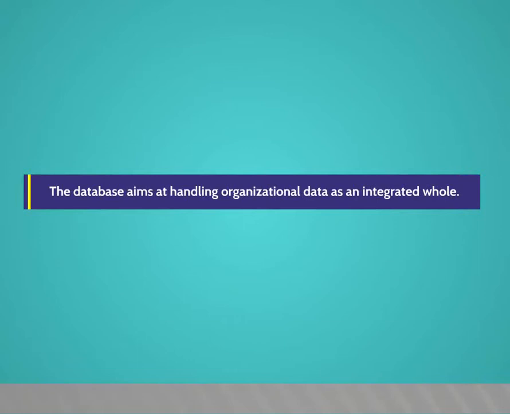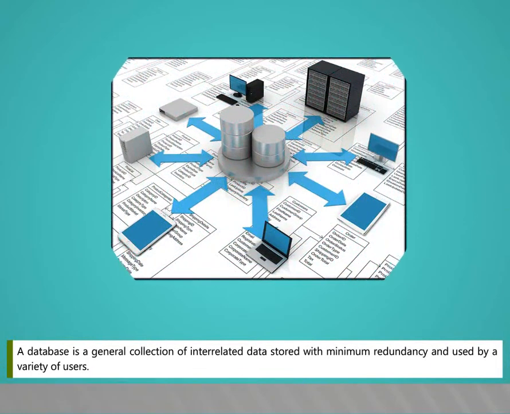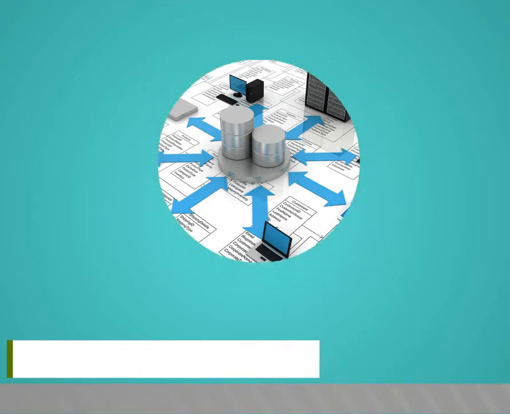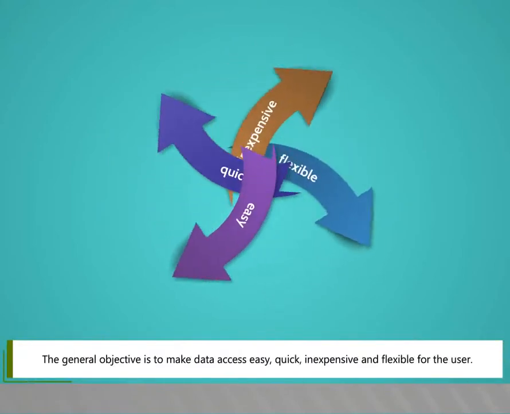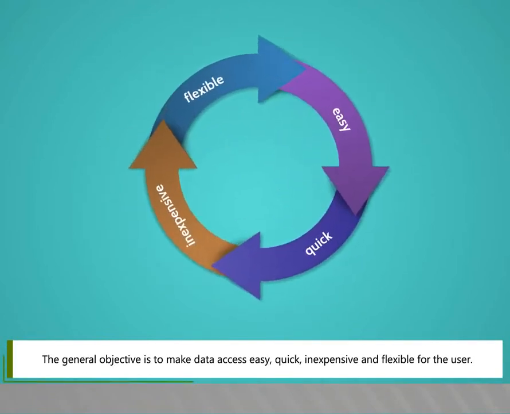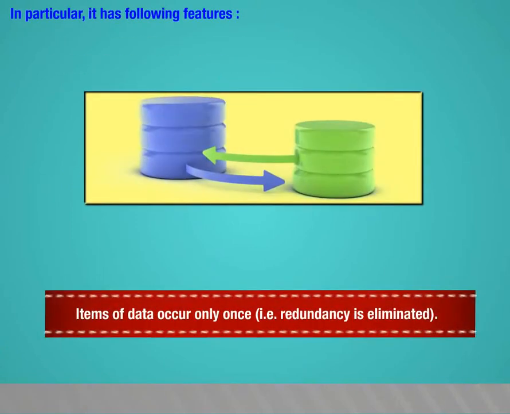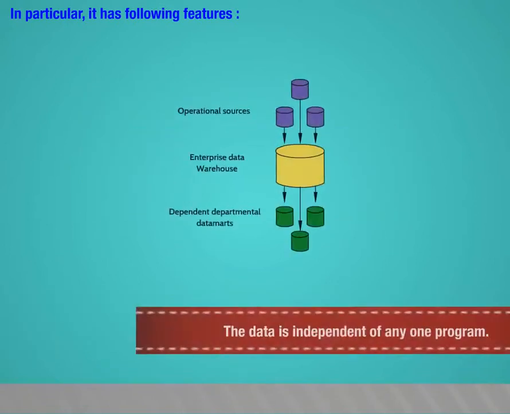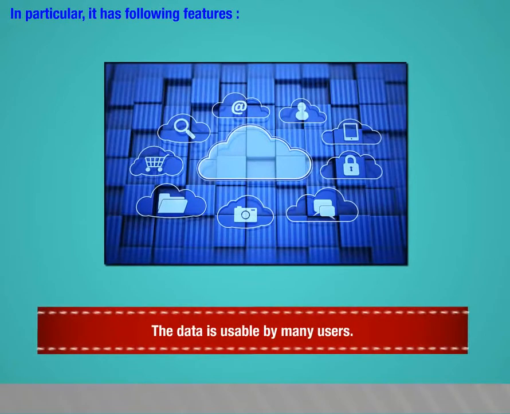The database aims at handling organizational data as an integrated whole. A database is a general collection of interrelated data stored with minimum redundancy and used by a variety of users. The general objective is to make data access easy, quick, inexpensive, and flexible for the user. In particular, it has the following features. Items of data occur only once, that is, redundancy is eliminated. The data is independent of any one program. The data is usable by many users.